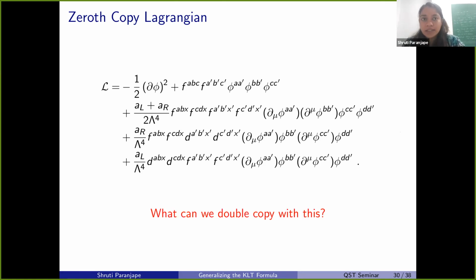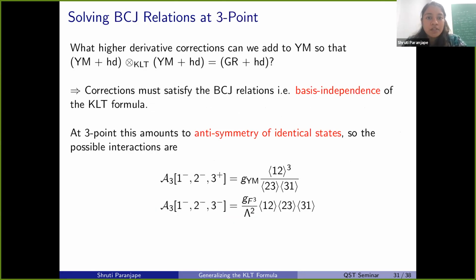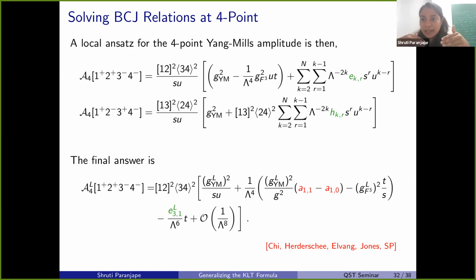So what can we double copy with this? At 3 point, the BCJ relations are very simple. All they tell us is that amplitudes have to be antisymmetric when identical states are exchanged. This is obviously satisfied by Yang-Mills. In addition, it's also satisfied by the F cubed interaction, which is higher derivative than the Yang-Mills interaction. So these are our only spin 1 possibilities at 3 point. We can now use that as input to construct the pole terms at 4 point.